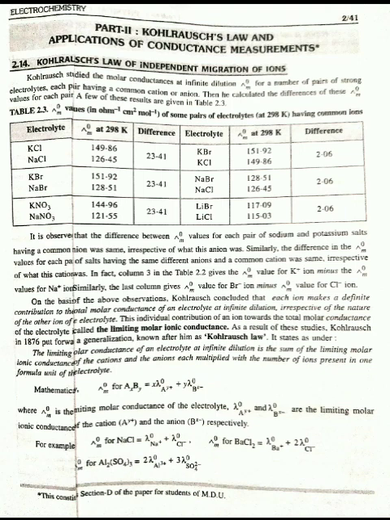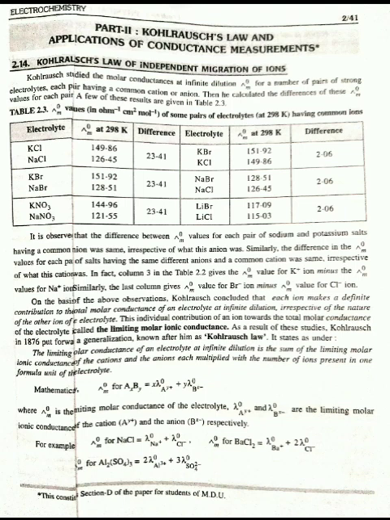This individual contribution of an ion towards the total molar conductance of the electrolyte is called the limiting molar ionic conductance. As a result of these studies, Kohlrausch in 1876 put forward a generalization known after him as Kohlrausch law. It states as under: the limiting molar conductance of an electrolyte at infinite dilution is the sum of the limiting molar ionic conductance of the cation and the anion, each multiplied with the number of ions present in the ion formula unit of the electrolyte.